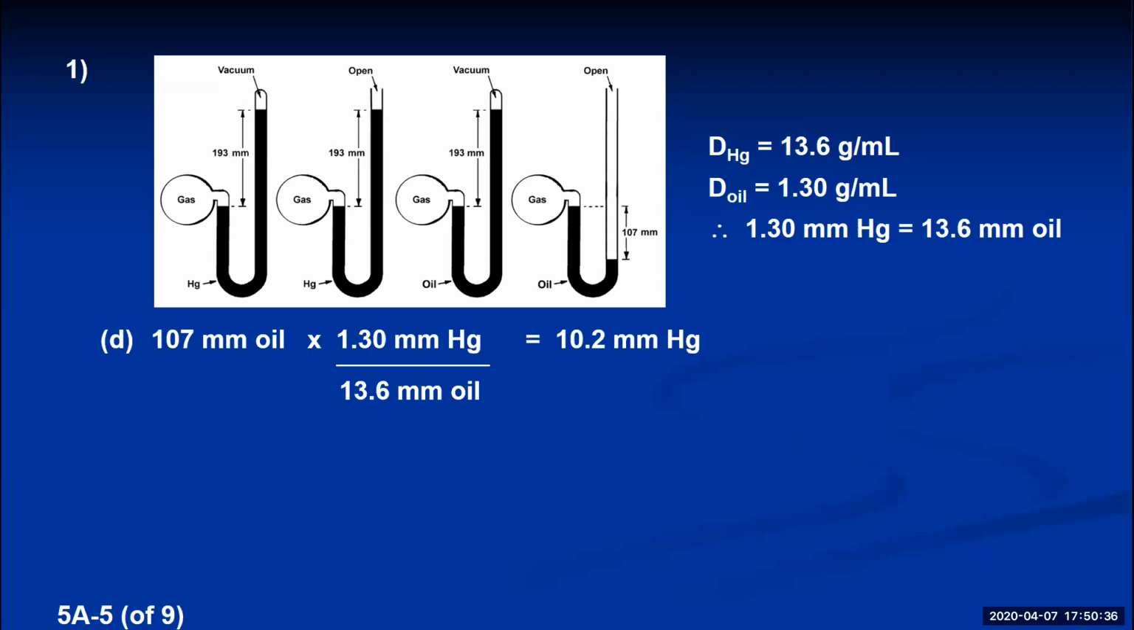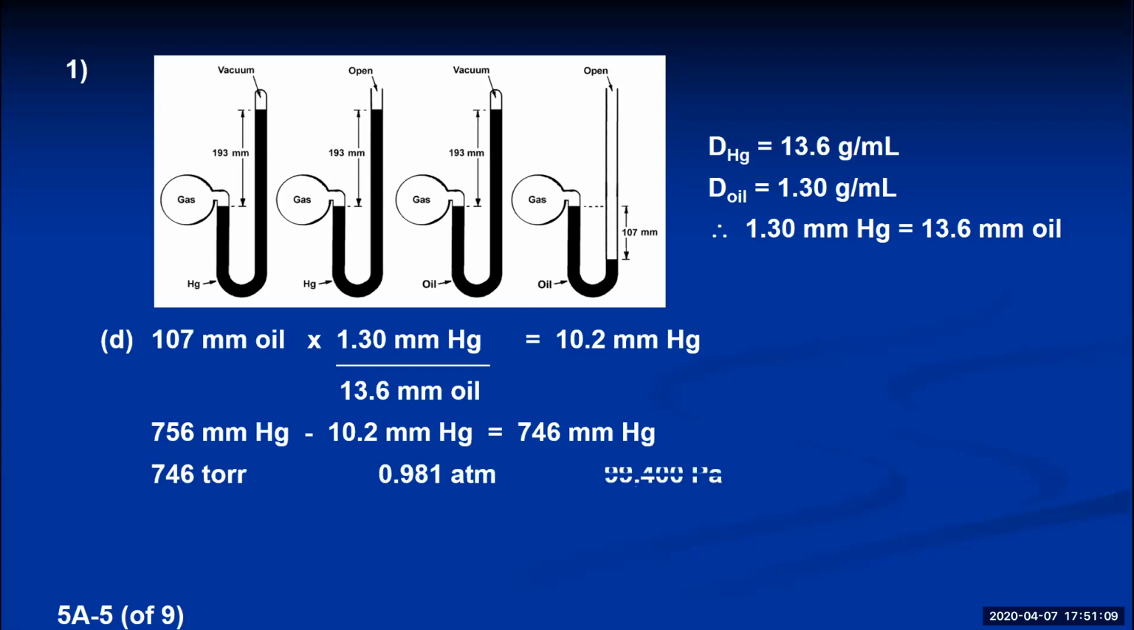And once again, because the oil level is higher on the gas side than the atmosphere side, that means the gas's pressure is less than the atmospheric pressure. So to calculate the pressure of the gas, I would take the atmospheric pressure of 756 millimeters of mercury, subtracted by the converted difference, which is now 10.2 millimeters of mercury. Units are the same. Subtract the two. The answer comes out rounded to the ones place, 746 millimeters of mercury. In torr, that would be 746. In atmospheres, 0.981. And in pascals, 99,400.